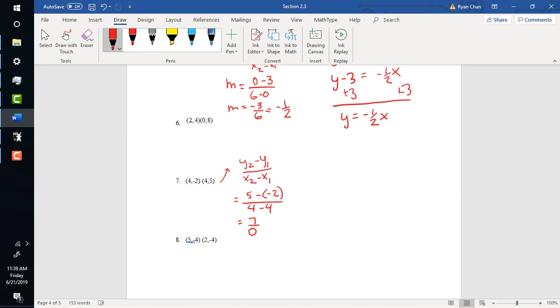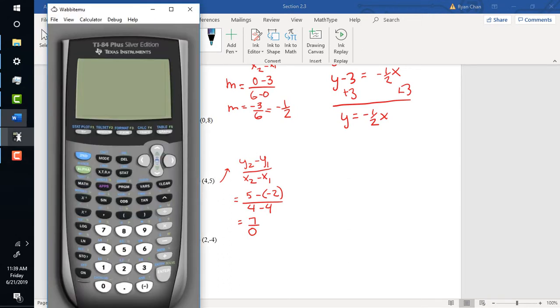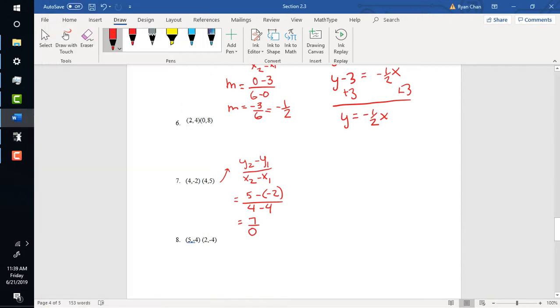Now, if you put that in your calculator, notice if you do 7 divided by 0, remember you can't divide by 0. That actually doesn't work out. And what is this? This is an undefined slope. So you have to realize this is a vertical line. And remember, we talked about we can't do that.